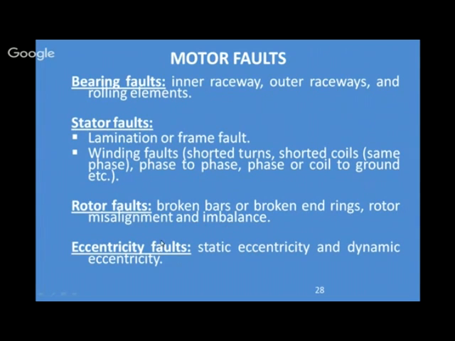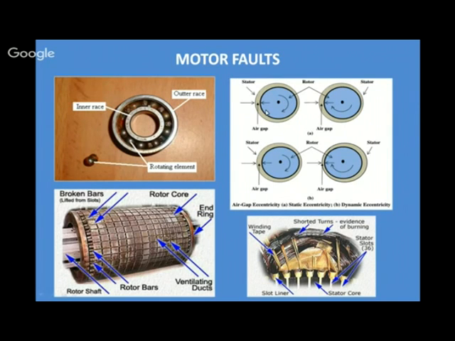So I have explained this, that is eccentricity can be divided into static as well as dynamic eccentricity. So here we have static eccentricity, that is the rotor is having a displacement from the central axis towards one side and it is being maintained over the rotation time. But in dynamic eccentricity we have the rotor which is having its central axis being vibrating when the motor is rotating.